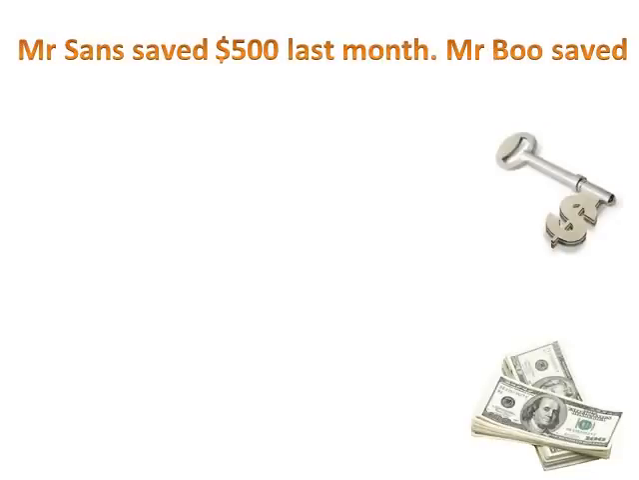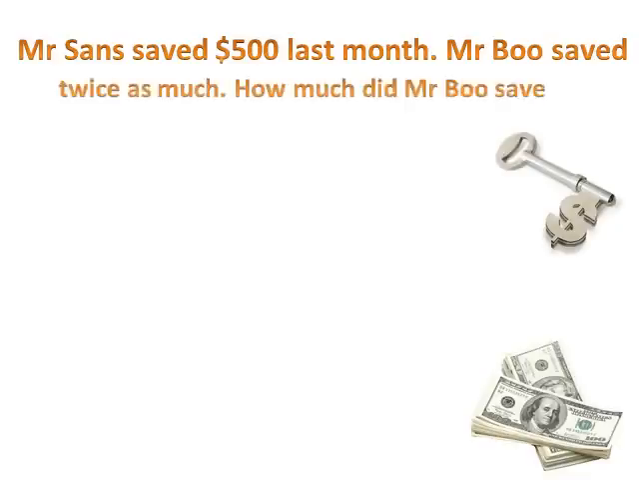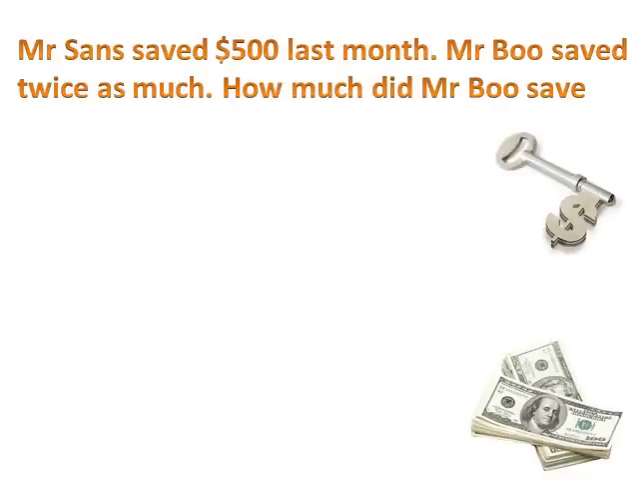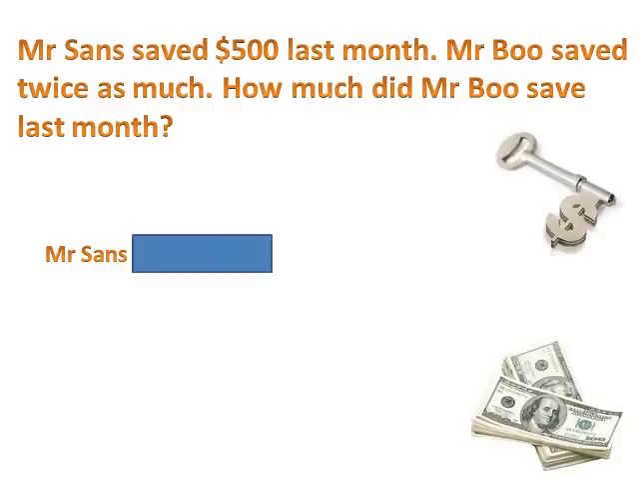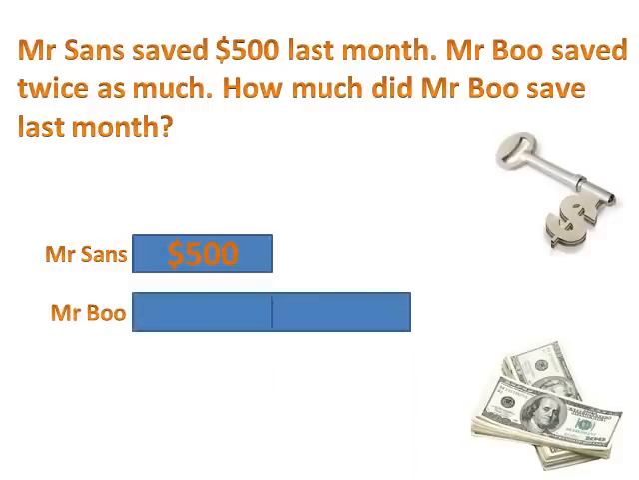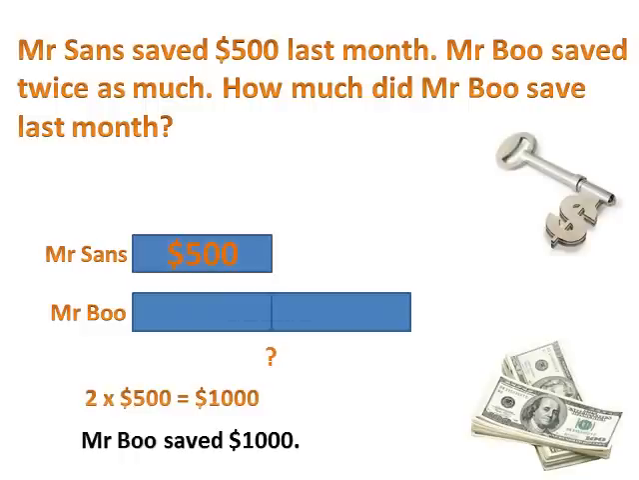Alright, let's try one more time. Mr. Sands saved $500 last month. Mr. Boo saved twice as much. How much did Mr. Boo save last month? Okay, so this is Mr. Sands' money, which is $500. And Mr. Boo would have twice as much, so therefore he would have 2 blocks.